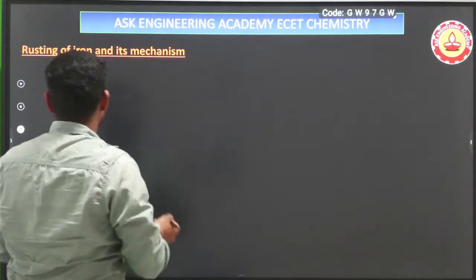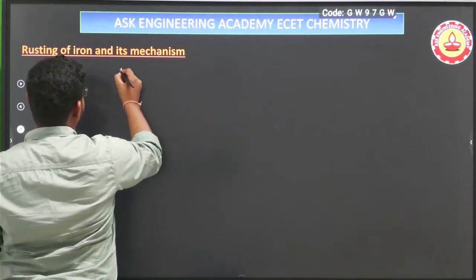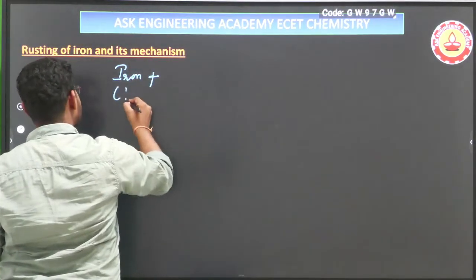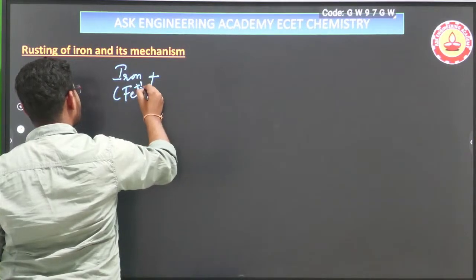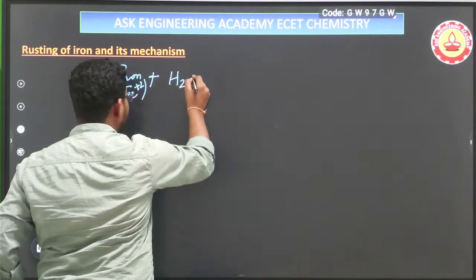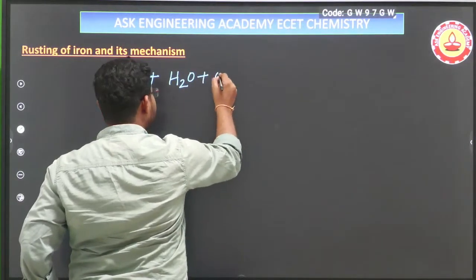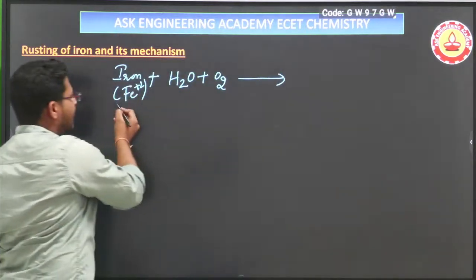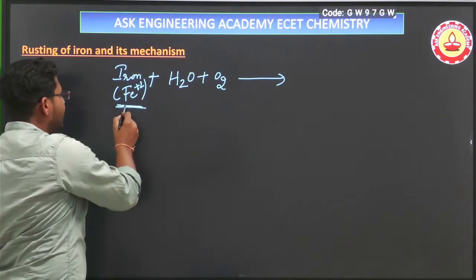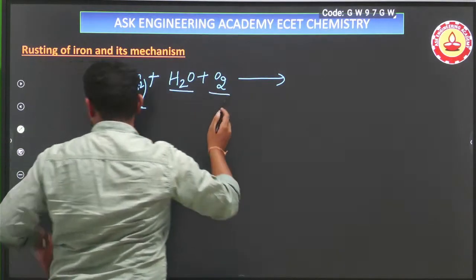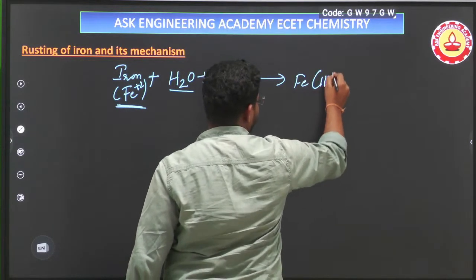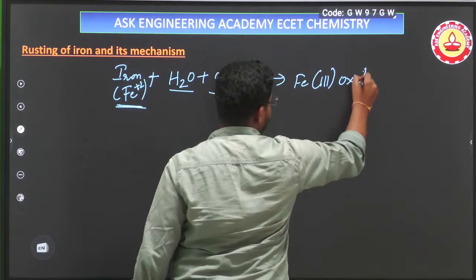So rusting of iron, in the sense, iron comes in contact with, generally iron exists in the Fe+2 ferrous form. When it reacts with water or water vapor and reacts with O2 present in the atmosphere, this ferrous form Fe+2 reacts with water and O2 to give rise to Fe3, now ferric oxide. Ferrous converts into ferric oxide.